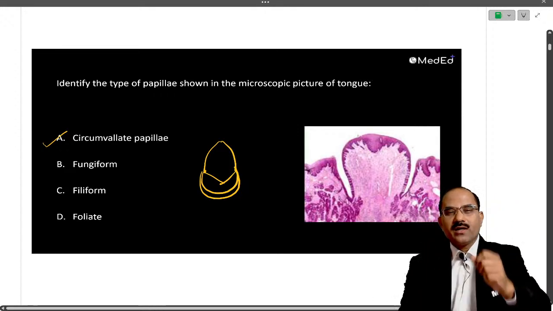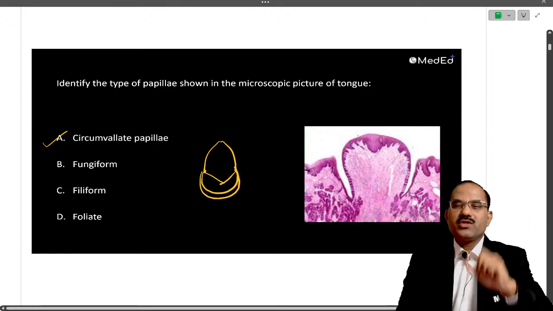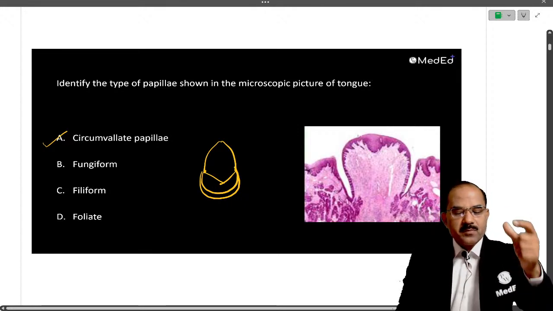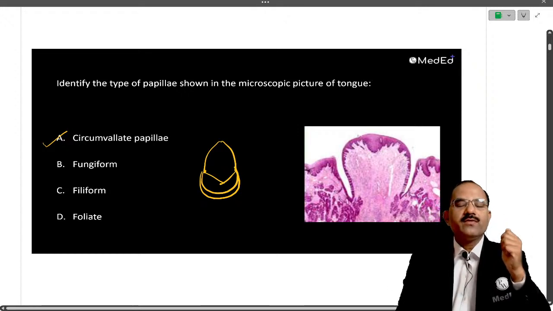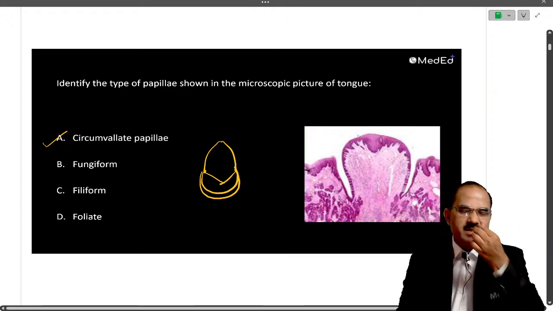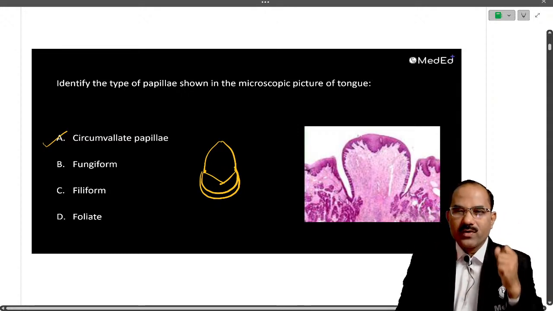Anterior 2/3 of the tongue is derived from the first pharyngeal arch, so the nerve is the lingual nerve. Special sensations are by chorda tympani. Posterior 1/3 of the tongue is derived from the third arch, so the nerve is the glossopharyngeal nerve. And the posterior-most part of the tongue is derived from the fourth arch. The motor nerve supply of the tongue is the hypoglossal nerve.